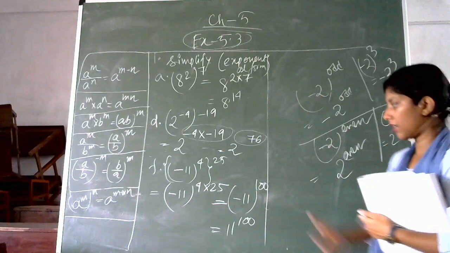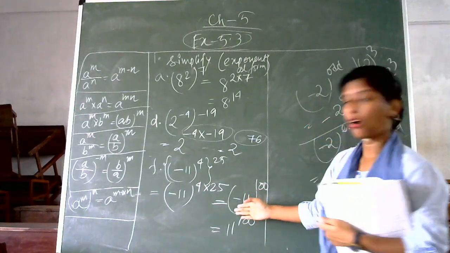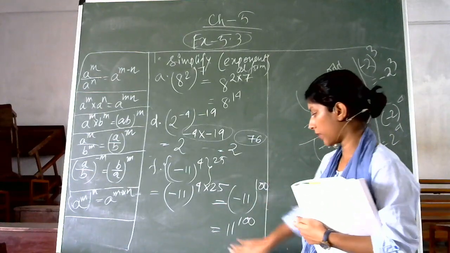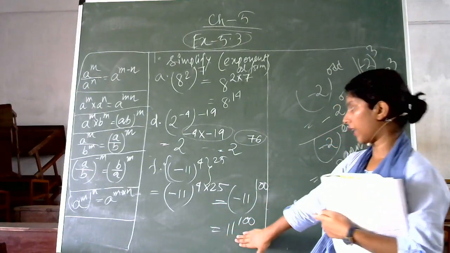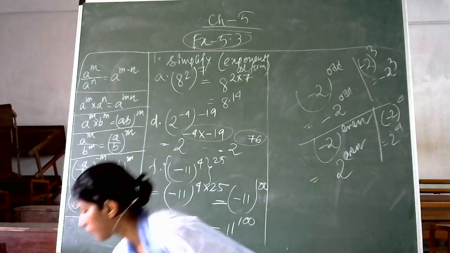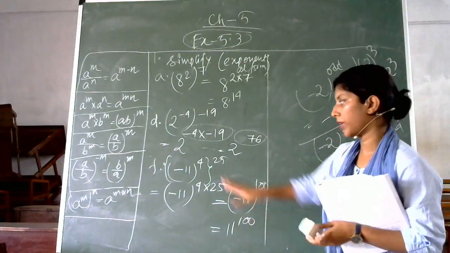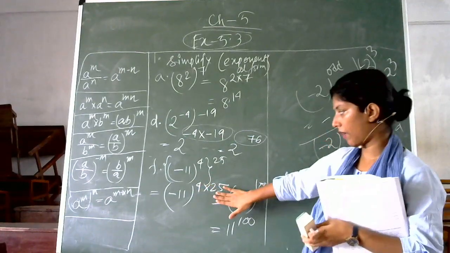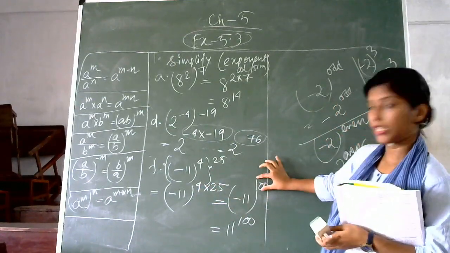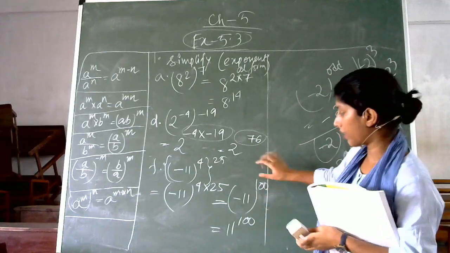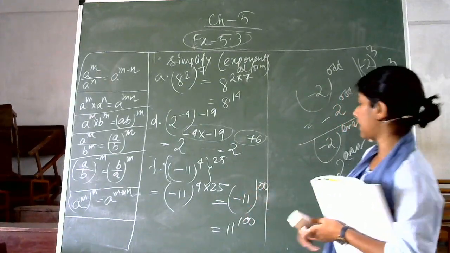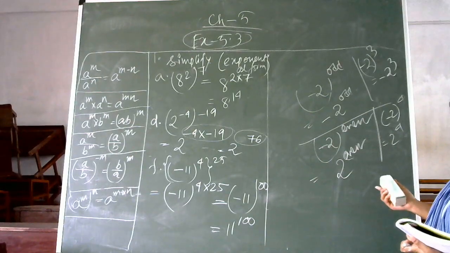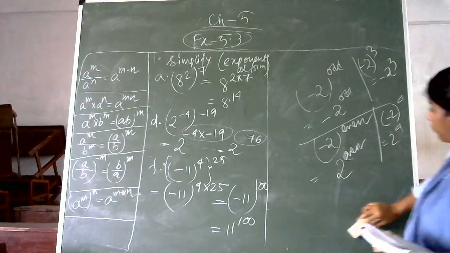So whenever there is an even power, we can omit the minus. So 100, it's an even number, right? In that case we can omit the minus and I can write 11 to the power 100. So what did we do here? Power to the power, it gets multiplied. So 4 into 25 is 100. Now since 100 is an even power, we can omit this minus. Okay, then we'll move to the next question.